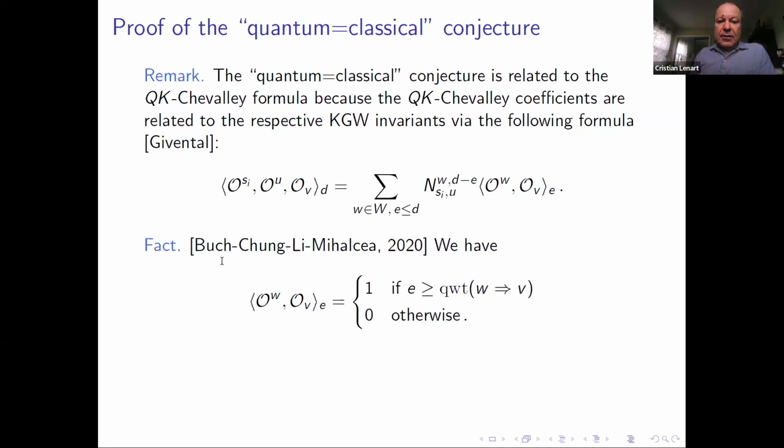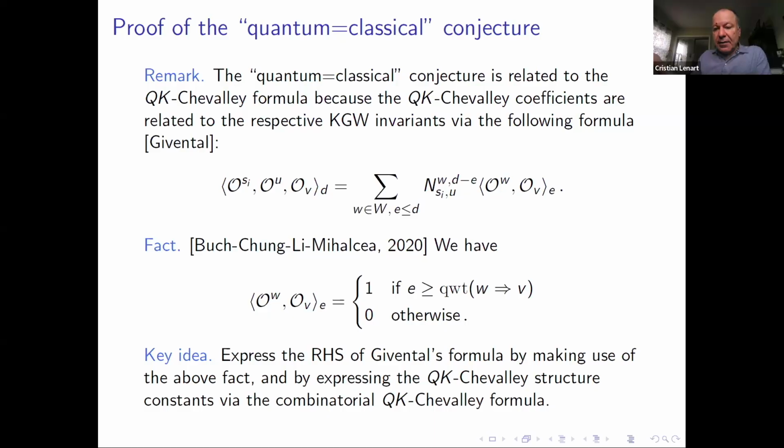And then we have to combine this with a result by these people, which gives you that these 2-point invariants are 1 or 0, and the deciding factor involves this quantum weight of the paths that go from w to v, which was defined earlier. This quantity doesn't depend on the path, as long as it's the shortest path. So the key idea is to use the Chevalley formula to express these quantum K Chevalley coefficients in terms of these quantum Bruhat paths, and combine that with these 2-point invariants being 1 or 0, and then we rewrite this formula to prove it in a much simpler and combinatorial way.